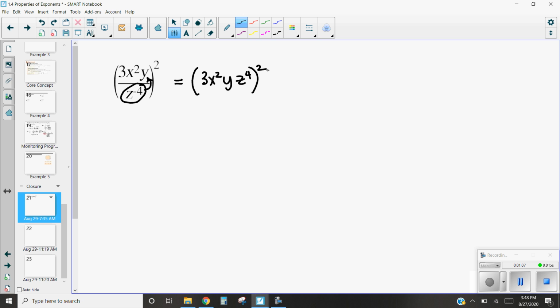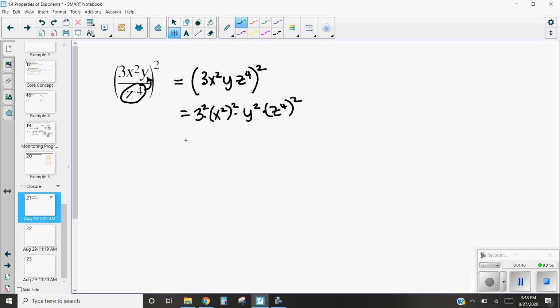Now, that right there was using that negative exponents property. Now I'm going to use the power of a power property and the power of a product property together. So I'm going to distribute this power into each of these by that power of a product property. So now we have 3 squared times x squared squared times y squared times z to the 4th squared.